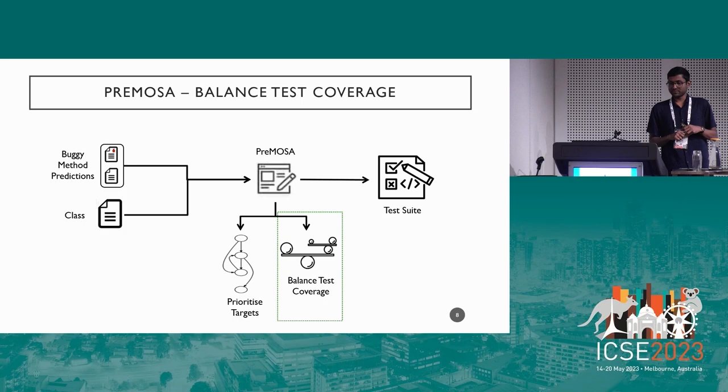The second component is about the balanced test coverage. PREMOSA is more likely to keep generating test cases for more trivial targets, while non-trivial targets may receive less coverage. Therefore, it may miss the bugs that are contained within the non-trivial targets. So the second component, which we call balanced test coverage, ensures non-trivial targets have an equal chance of being covered compared to the targets that are easier to cover.